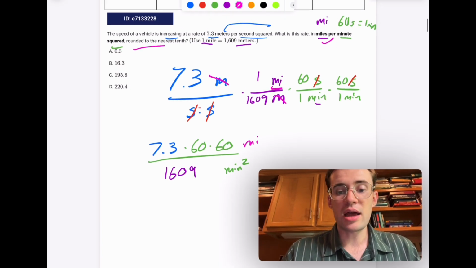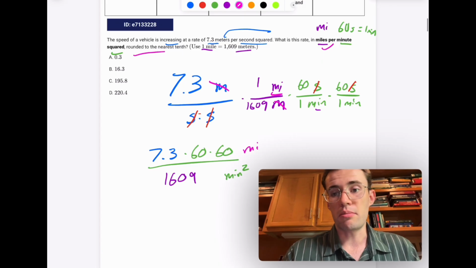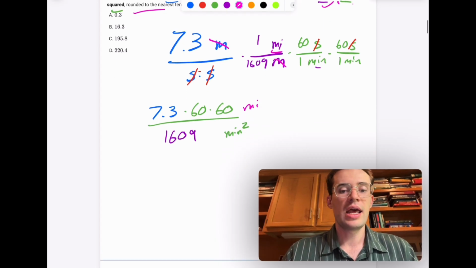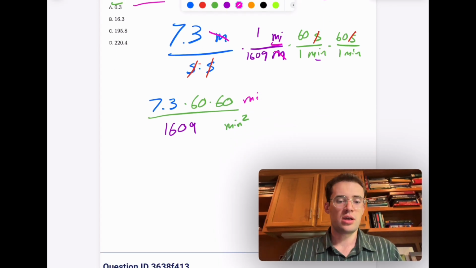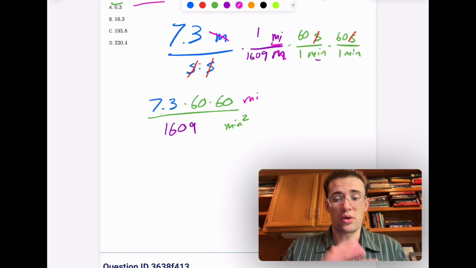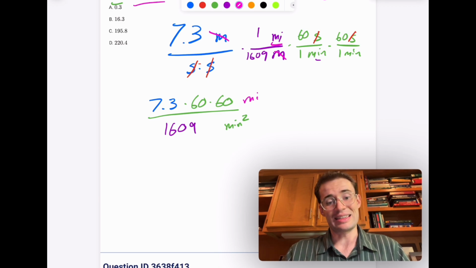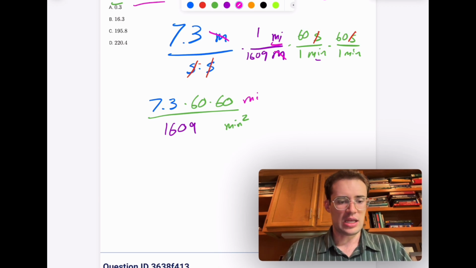So now we're going to have miles over minutes squared. So miles per minute squared, the units we want. And we just can type this into our calculator. They're not looking for a fraction, luckily, so we don't have to worry about simplifying it anyway. All you have to do is type it in, get what the decimal answer is. 7.3 times 60 times 60. I guess that is simplifying it, but just easy with a calculator.